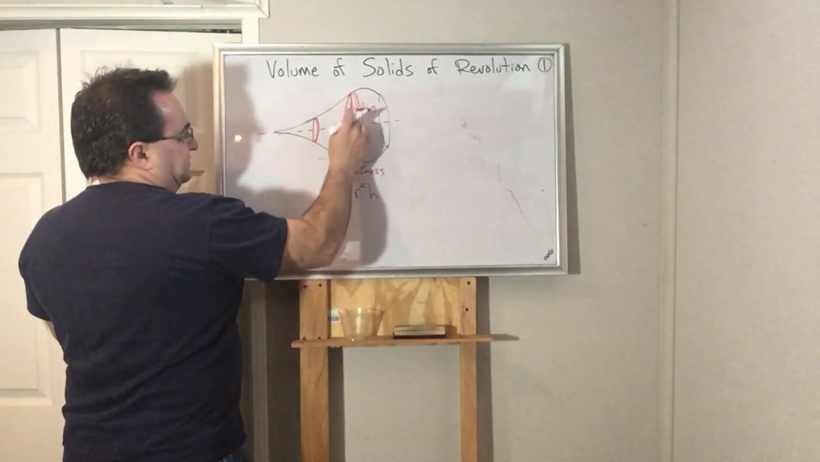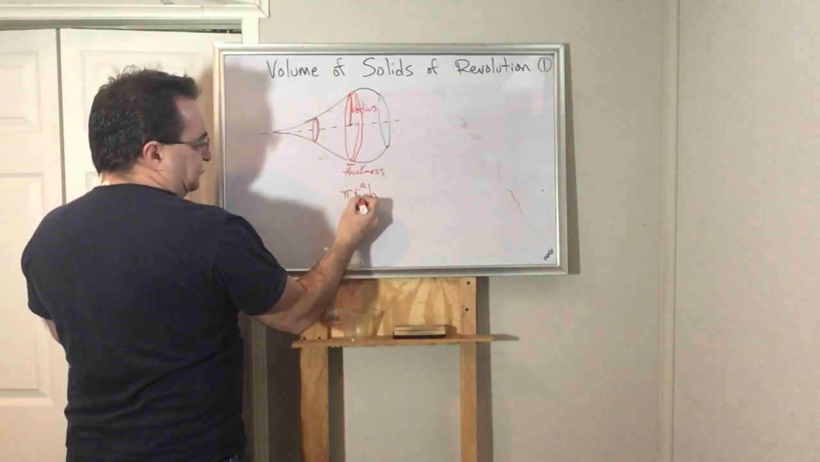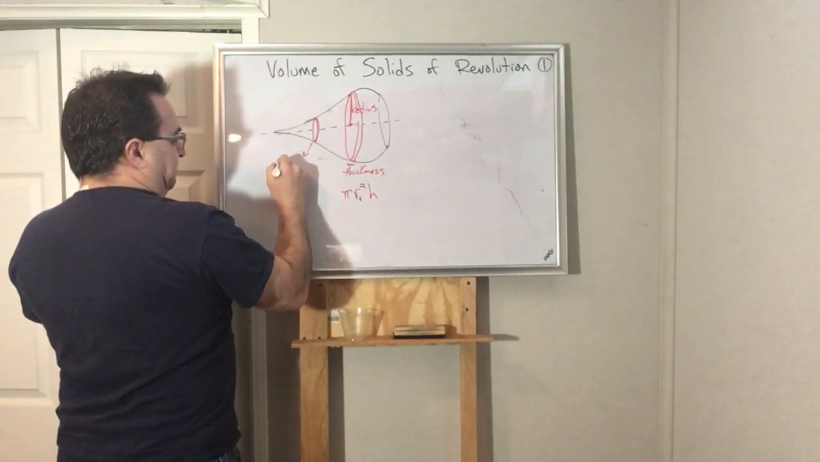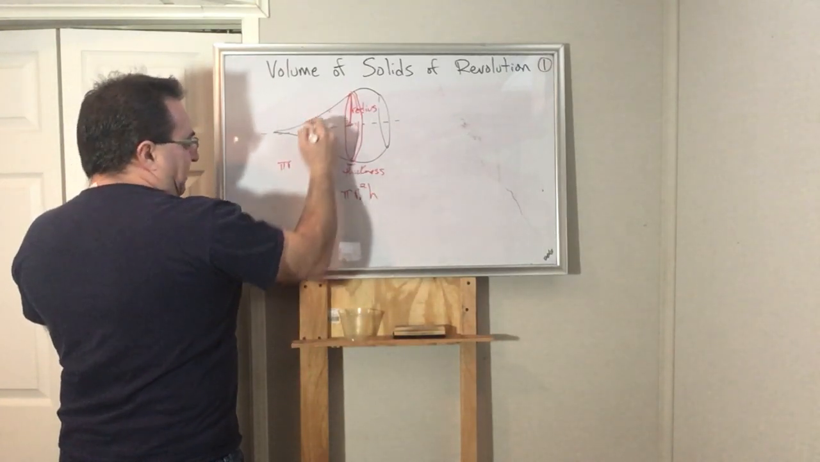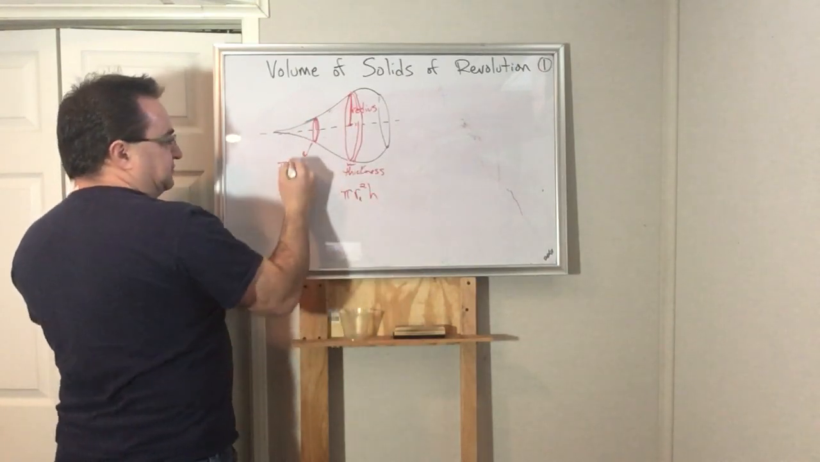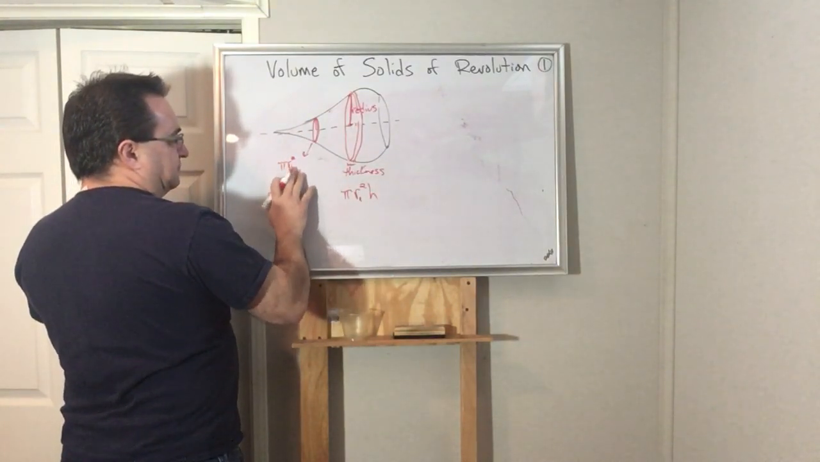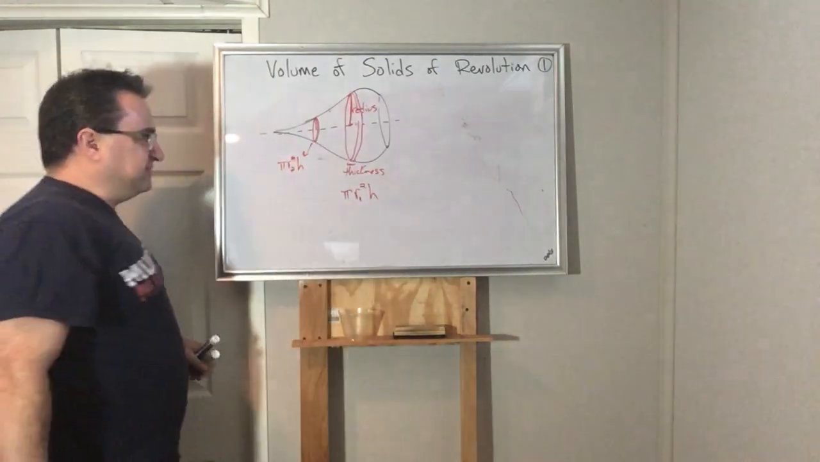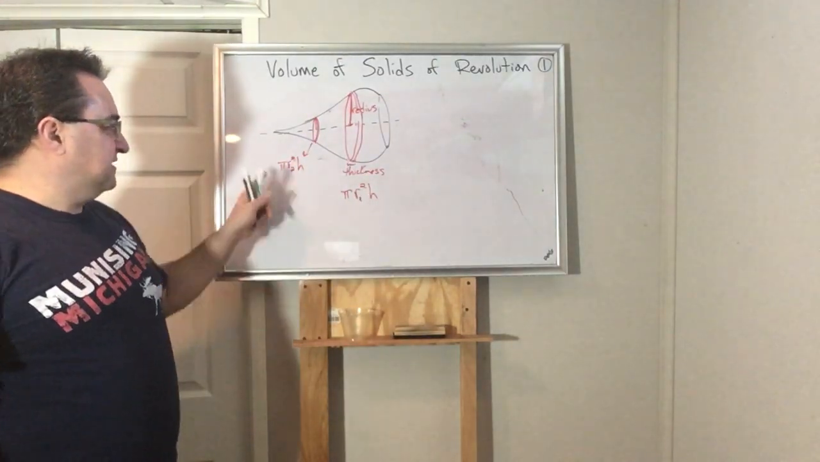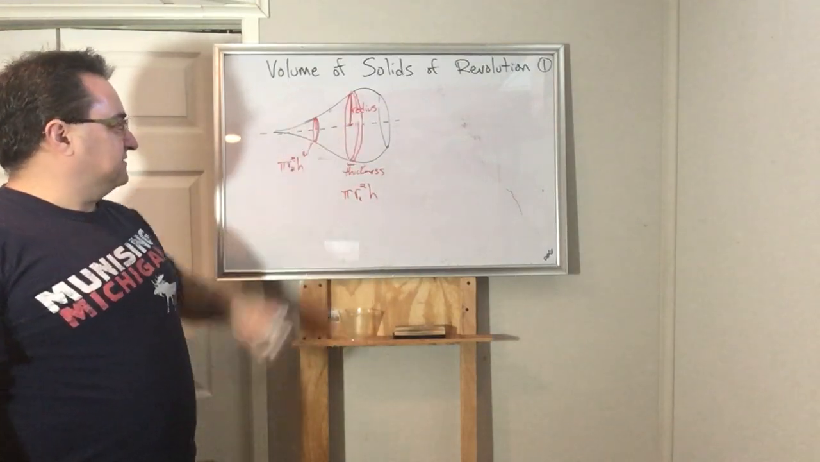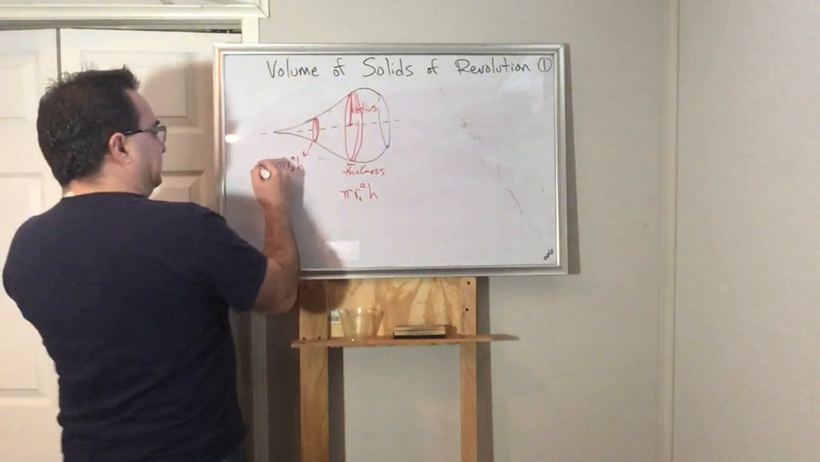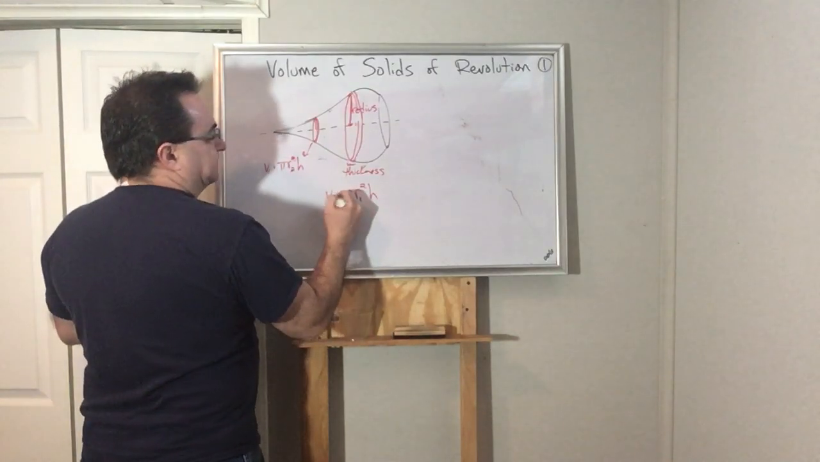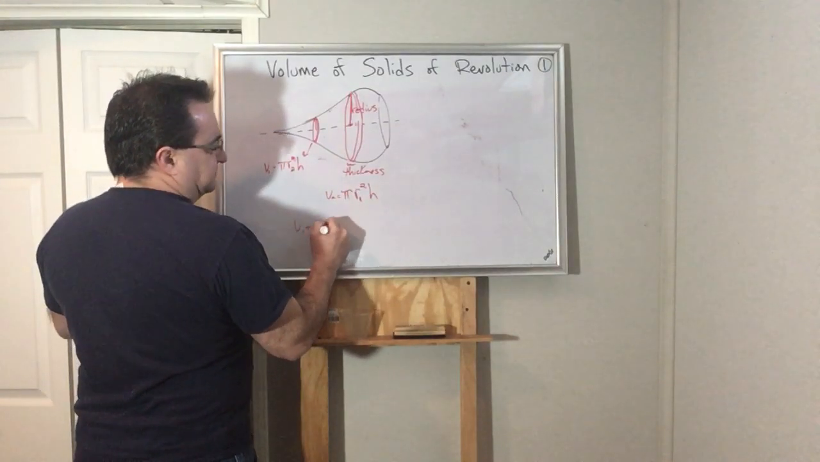Except notice this slice will be different than this slice, so I'm going to call this radius 1. This slice would be pi times the smaller radius, so let's call it radius 2, radius 2 squared. And let's say they're the same thickness, right? So the h's are the same, the pi's are the same, but that radius is bigger than that radius. This would be one of the volumes. This would be a second volume. And I want to add all these volumes up to get the total.